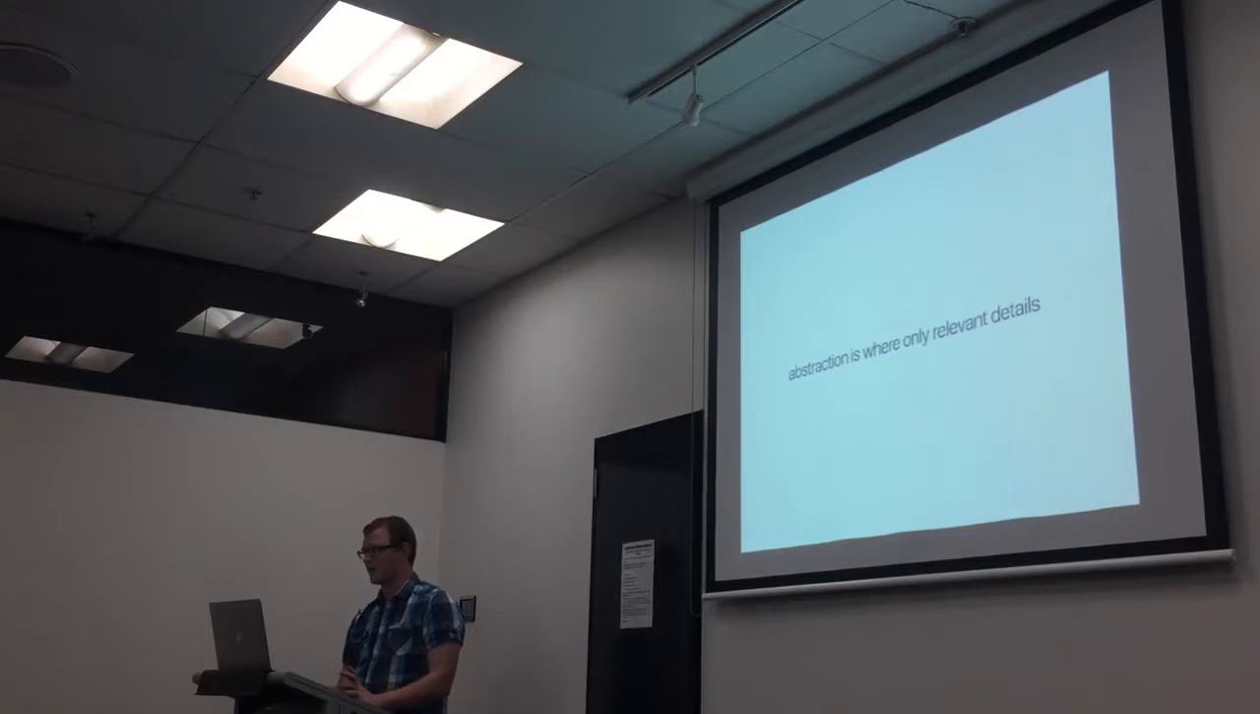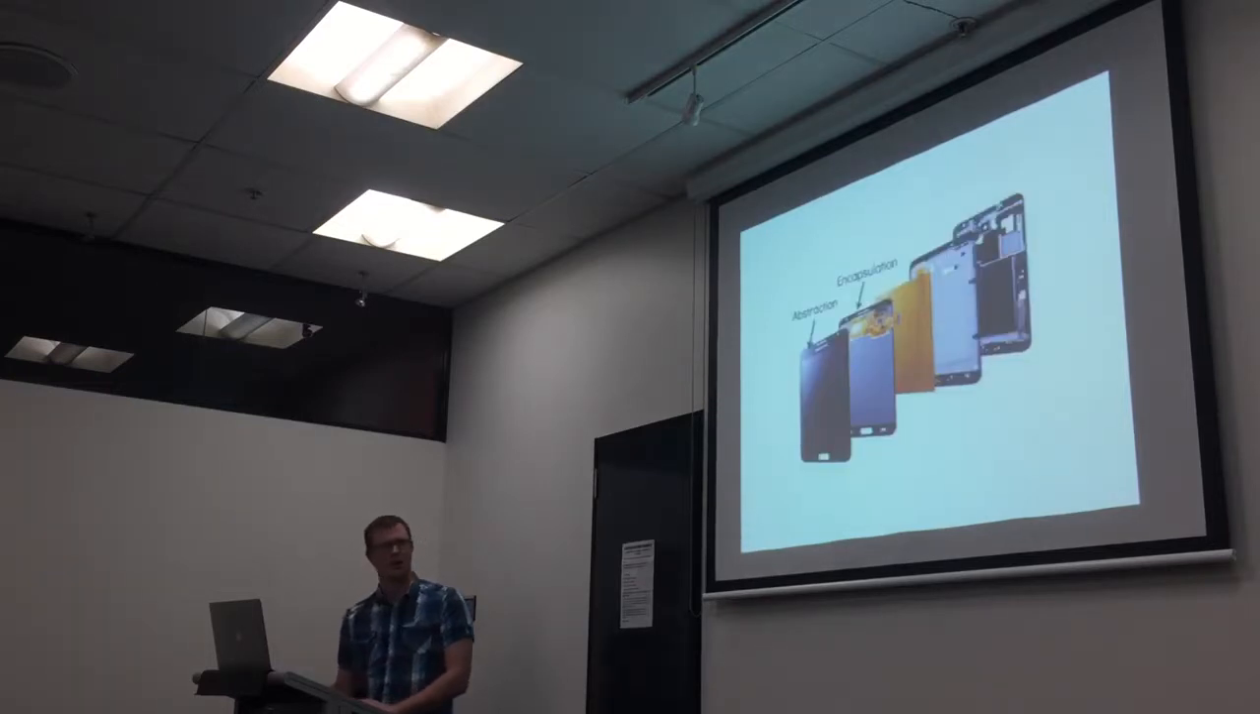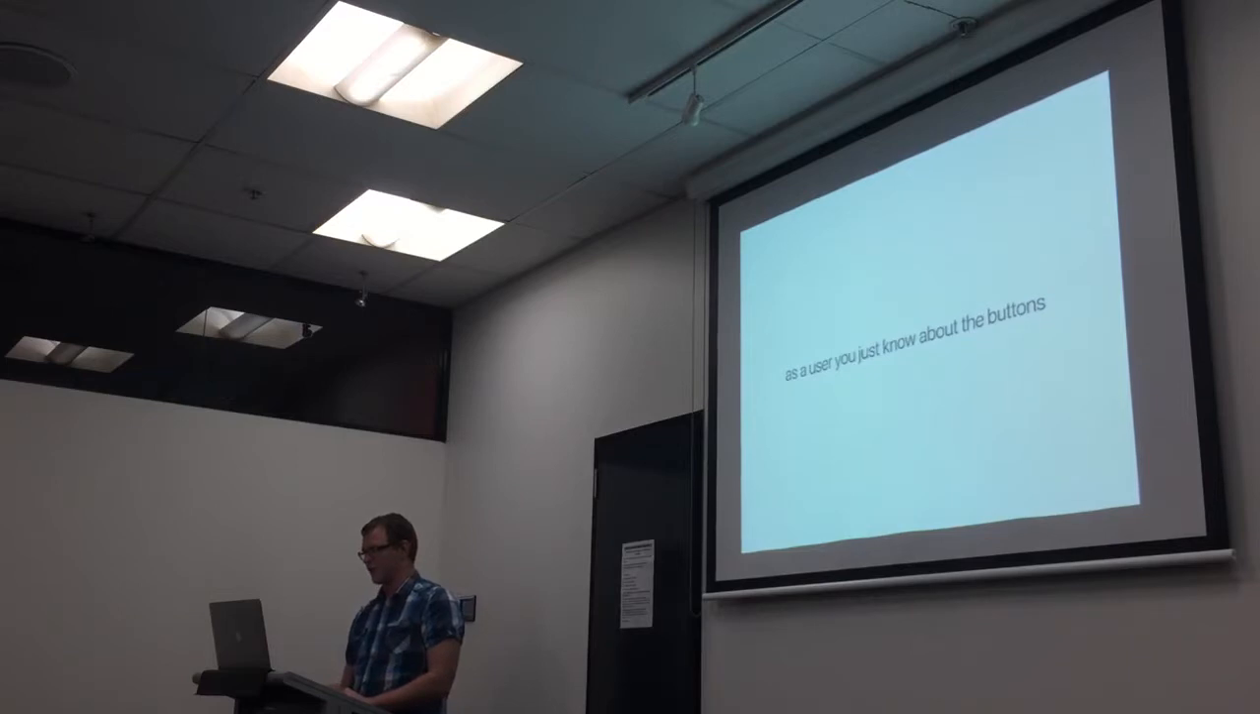Abstraction is where only relevant details are made available and unnecessary details are hidden inside the object. For example, consider a mobile phone. The user knows about buttons and to push on the buttons, and they know they can touch them. But what happens when you push on the button? It's abstracted, it's hidden away, we don't actually know. It just does things. You touch on the screen, you say, give me this thing, it does it.